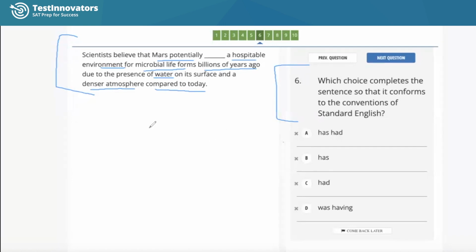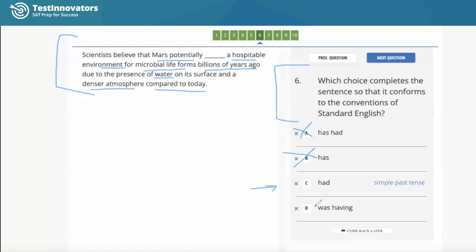So we now can determine that this is referring to a specific condition in the past, which means we can say sayonara to any of the present tense verb forms. So goodbye to choice B, has, that's simple present, and we can say goodbye to choice A, present perfect, which is has had. So you may ask yourself, when would we use present perfect tense? This is actually used to describe an event that occurred in the past but continues into the present. But in this sentence, we knew that Mars no longer has a hospitable environment for life forms, so present perfect tense would not work. So where does that leave us?